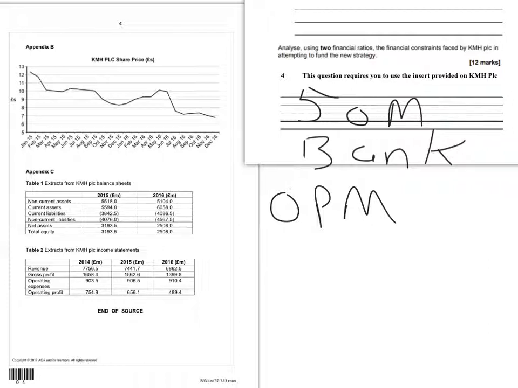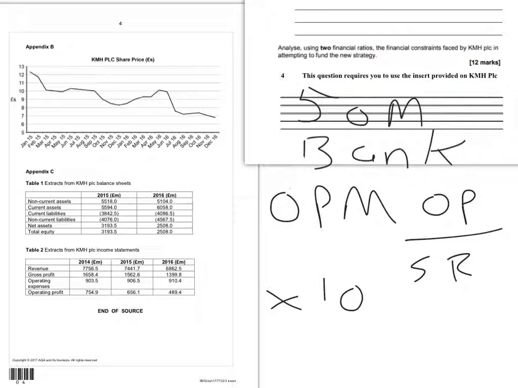To work it out, I'm going to do the operating profit divided by the revenue, multiplied by 100. Again, I'm going to do it for 2016 because this is the most recent. When I do the calculation, I get an answer of 7.1%. Now, to gain my analysis marks, I need to consider how this figure of 7.1% acts as a constraint or a limitation in funding the new strategy.